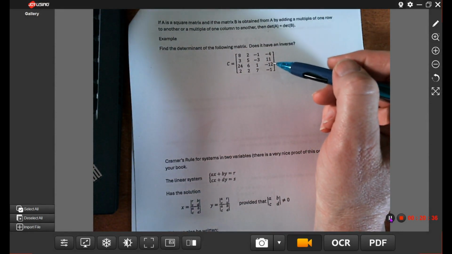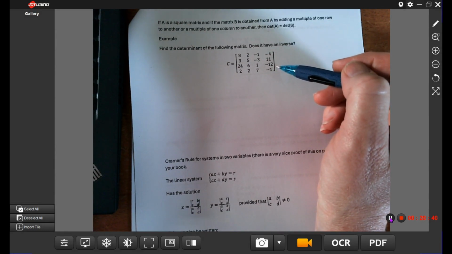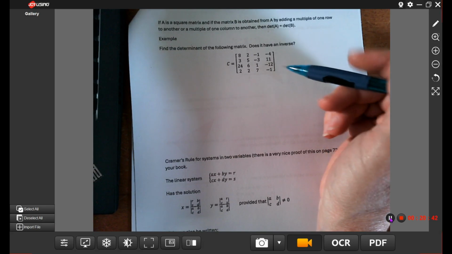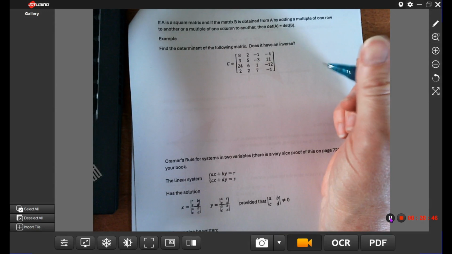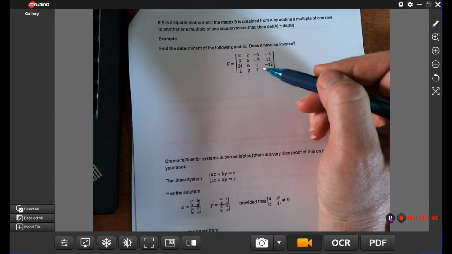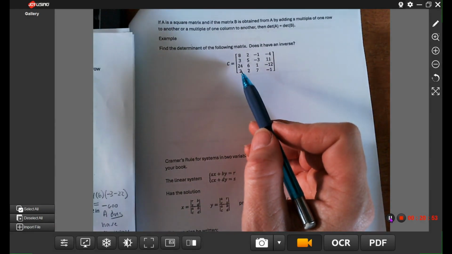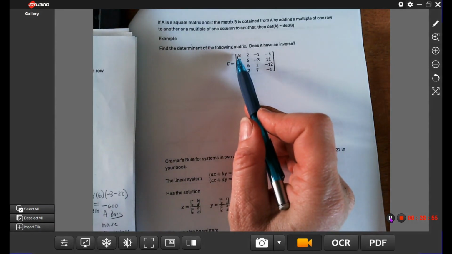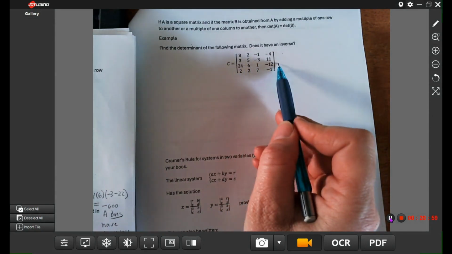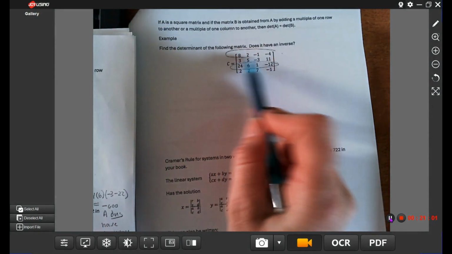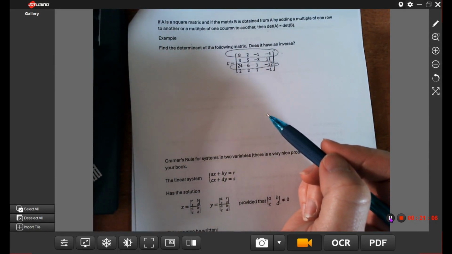So I'm going to look at rows and columns and see if adding multiples of them will get me some zeros, because we noticed before that if we got a bunch of zeros, we would be able to find the determinant more easily. So let's see. I'm noticing that row 1 and row 3 look like a lot of the entries have common factors.